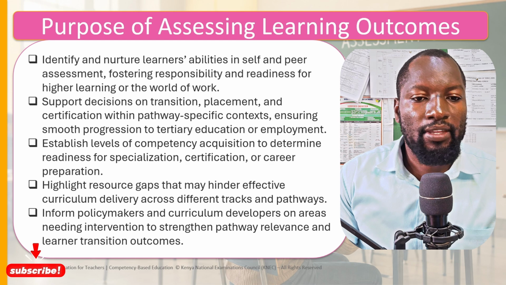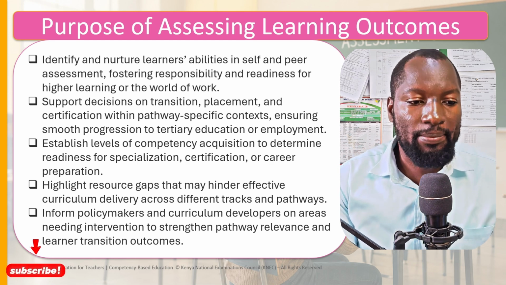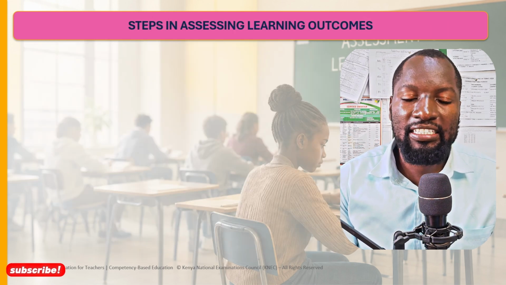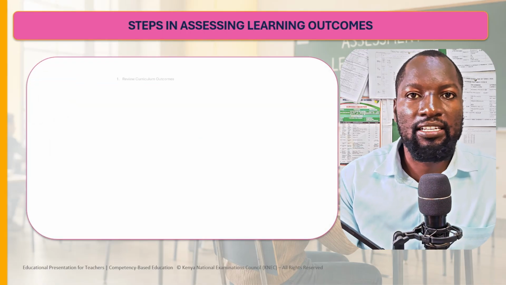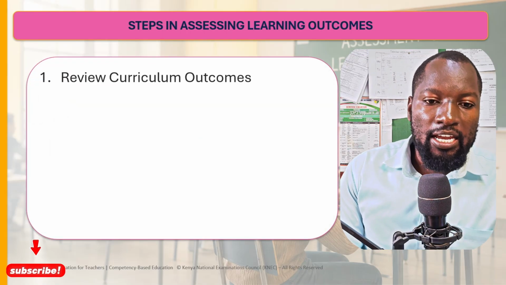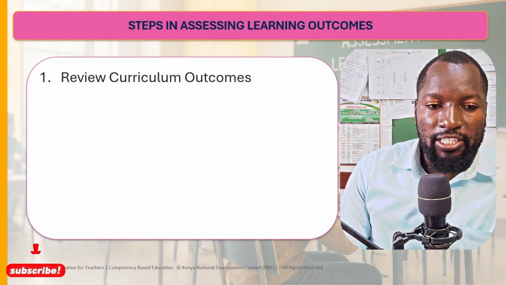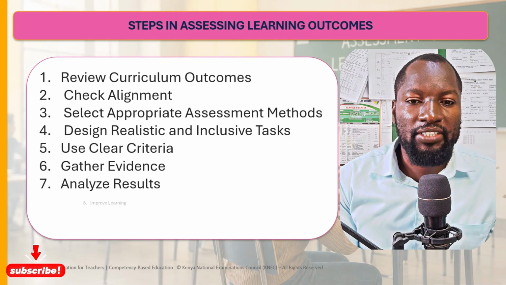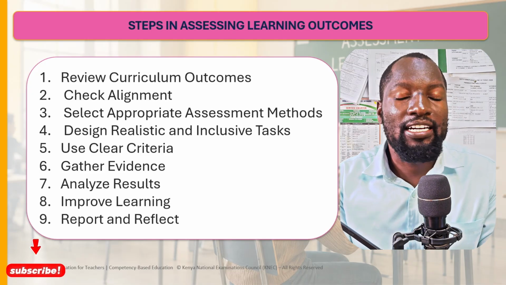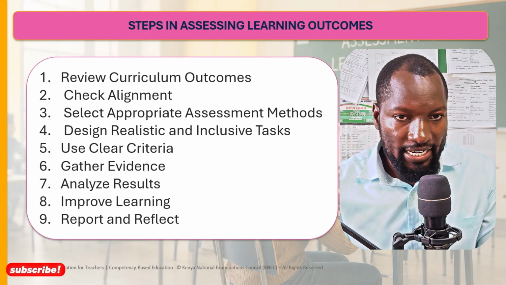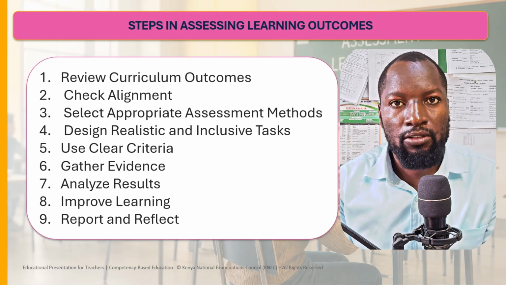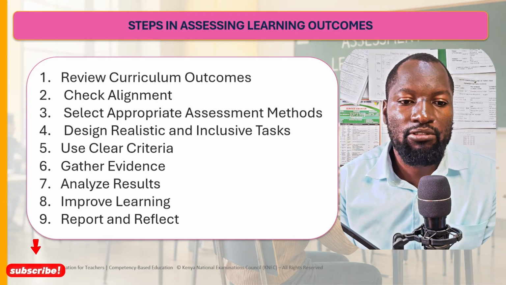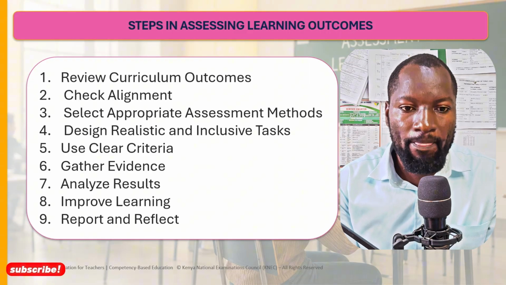Now, next, I want us to talk about the steps in assessing learning outcomes. There are quite a few steps here that we shall look at. Step number 1: before you assess the learning outcome, you need to review the curriculum outcomes. The curriculum has its own outcomes, so you need to go back to the learning outcomes in the curriculum design.